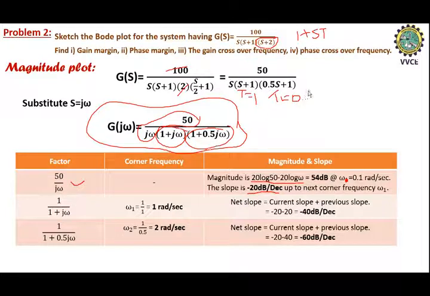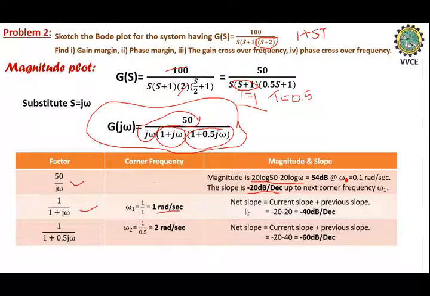So if we take the reciprocal of t, we'll get the frequency. 1 divided by 1 is 1, 1 divided by 0.5 is 2. So the factor with the lesser frequency, we need to consider first as the second factor. So here this function can be treated as the second factor. 1 divided by 1 plus j omega is considered as the second factor with the lowest frequency. Omega 1 equal to 1 divided by t, which is 1 divided by 1, is 1 radian per second. So this is the corner frequency.